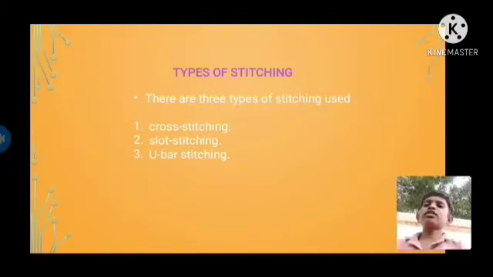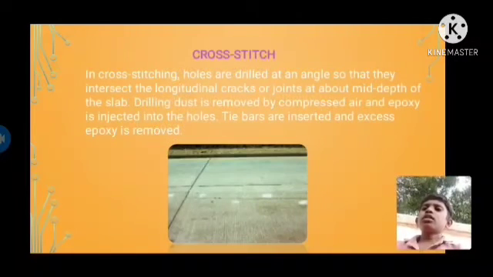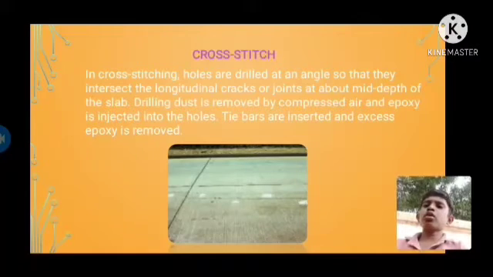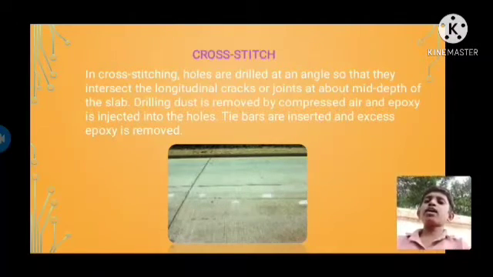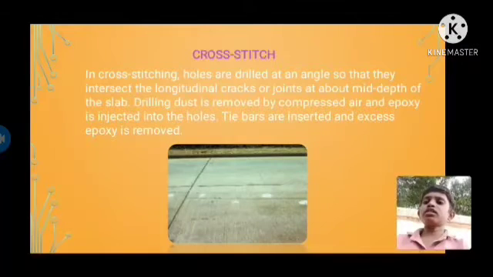Types of stitching. There are three types of stitching used: first, cross stitching; second, slot stitching; and third, U-bar stitching. Cross stitching. In cross stitching, holes are drilled at an angle so that they intersect the longitudinal crack or joint at about mid depth of the slab. Drilling dust is removed by compressed air and epoxy is injected into the holes. Tie bars are inserted and excess epoxy is removed. This is a cross stitching diagram.